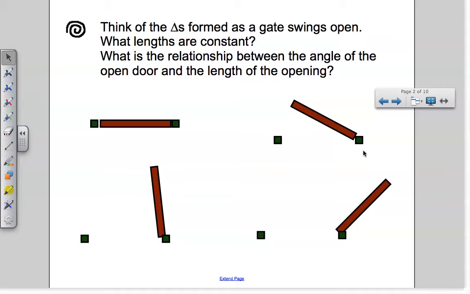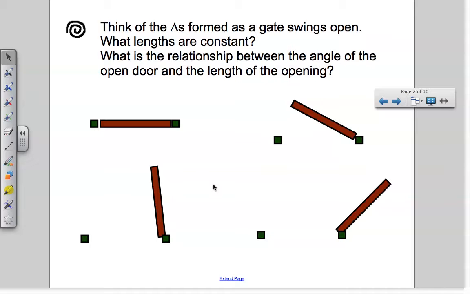So this is like your actual gate, and you notice this is the first stage, the gate is closed. Now we're opening the gate a little bit, opening the gate some more, and swinging the gate all the way open. I want to look at the triangles that are formed, and first of all, what lengths are constant, and then what's the relationship between the angle of the open door and the length of the opening. So what lengths are constant?